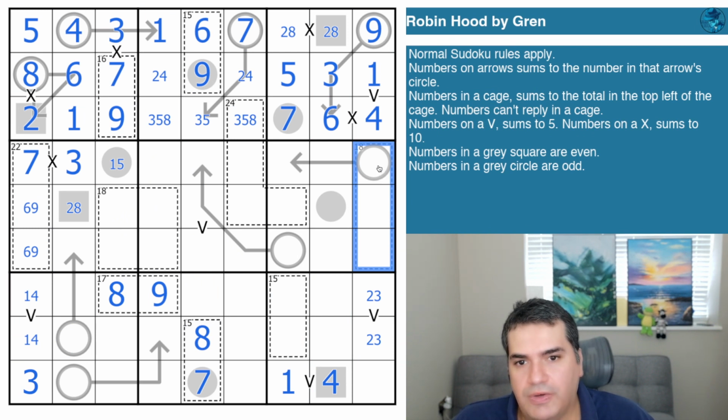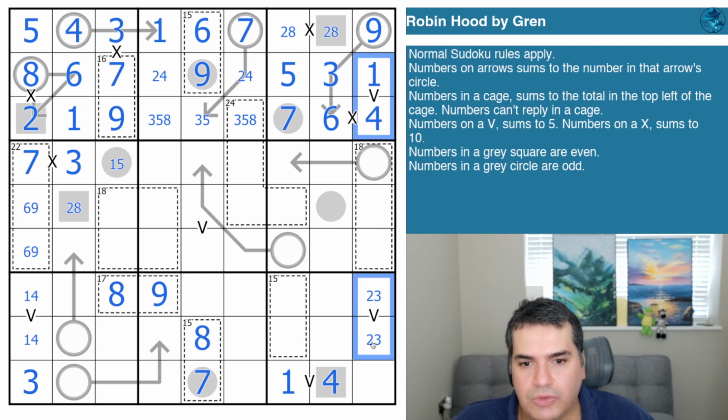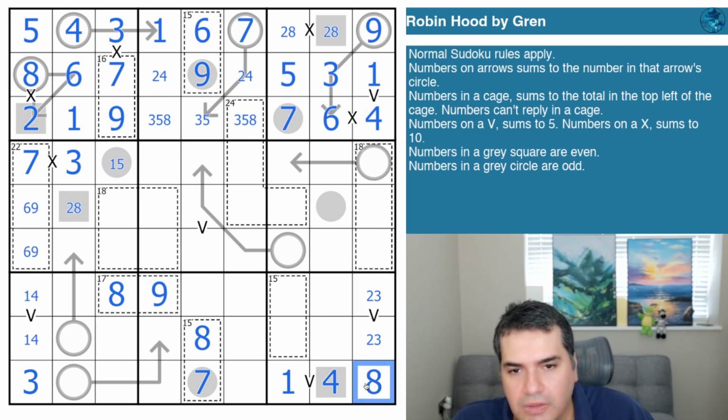I think it's going to be 5, 6, and 7, given 1, 2, 3, and 4 are gone, and the 8 is in here. So this is 5, 6, and 7.